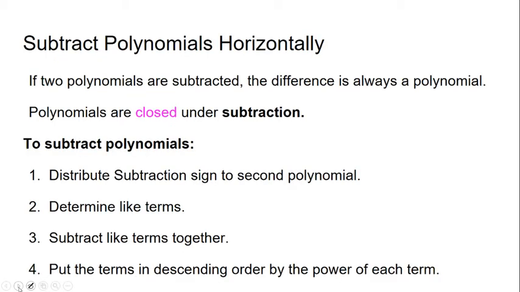Now we're going to move on to subtracting polynomials. We're going to start first by subtracting them horizontally. So if two polynomials are subtracted, the difference is always a polynomial. Polynomials are closed under subtraction, so anytime we subtract two polynomials, it's always a closed operation. We have 4 steps in order to subtract the polynomials. So we're first going to distribute the subtraction sign to the second polynomial, then we'll identify like terms, subtract the like terms, and then put the terms in descending order.